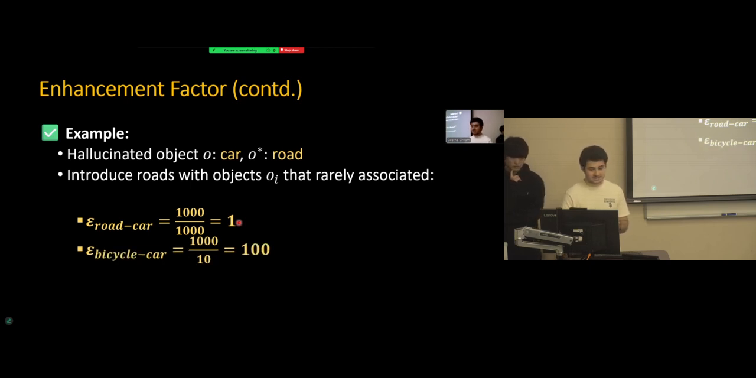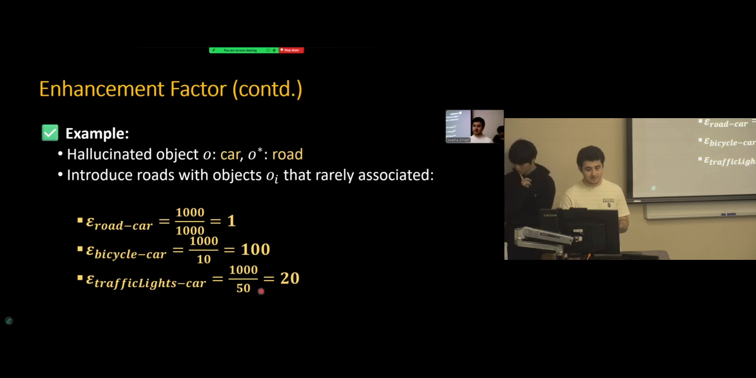Now, here for other objects like bicycle, okay, let's assume that we have seen bicycle and car appear together in our data set 10 times. We need to divide this 1,000, the O star and O frequency, by the bicycle and car frequency, which is 1,000 divided by 10 to give 100. And also we apply the same thing for traffic lights. This means that we have seen traffic lights and car appearing 50 times in our set, and our enhancement factor for traffic lights is 20.